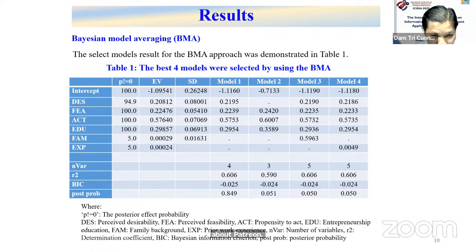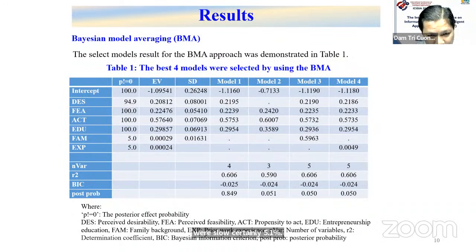And table 1 also shows model 1 recommends 4 regressor variables. And these 4 regressor variables explain 60.6% of the variance of the student entrepreneurial intention. And model 1 also has the lowest BIC index when compared with other models, with minus 0.025. Also, model 1 has the posterior probability highest when compared with other models, with 84.9%. Model 2 recommends 3 regressor variables, but the posterior probability of model 2 was low, at 5.1%.